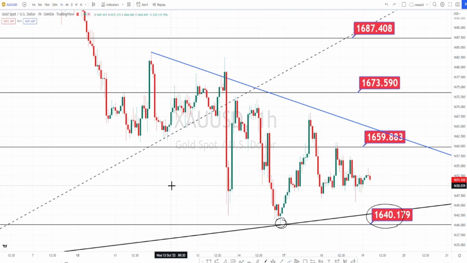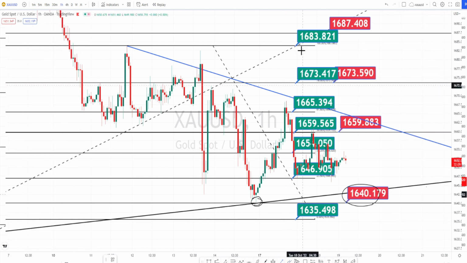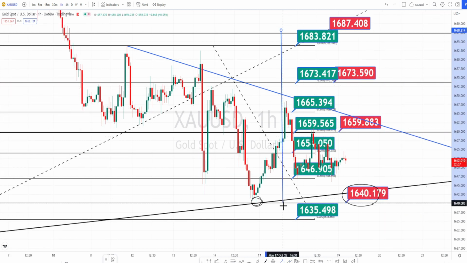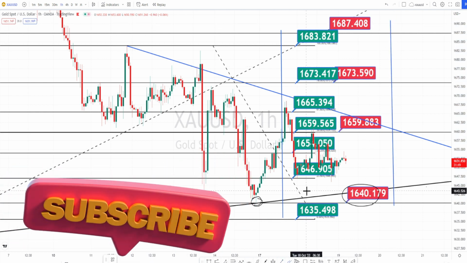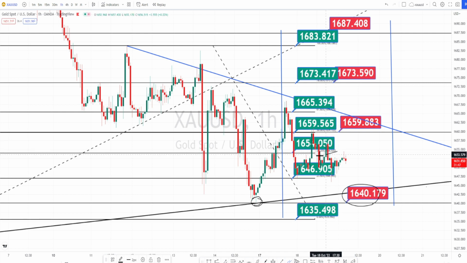Let us mark the support and resistance levels. So the values within this green color boxes are the resistance and support levels for current price action in hourly time frame, and the values within this red color boxes are the resistance and support levels from the daily time frame. Currently the price action is trading between the resistance level of 1654 and support level of 1646, and if the price action breaks this support level of 1646, next level of support is going to be around 1640, which is the higher time frame support level.